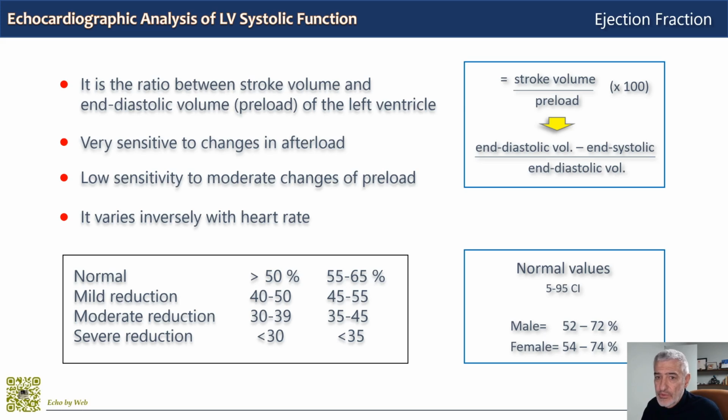These on the lower right panel are the 5-95% confidence intervals divided by sex. In males, the ejection fraction will go from 52 to 72, in females from 74 to 74%. But every echocardiography lab should have its own normal values.